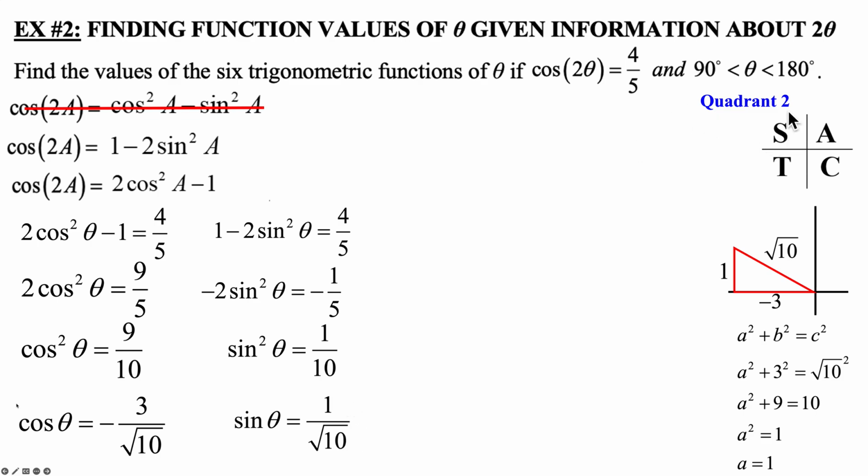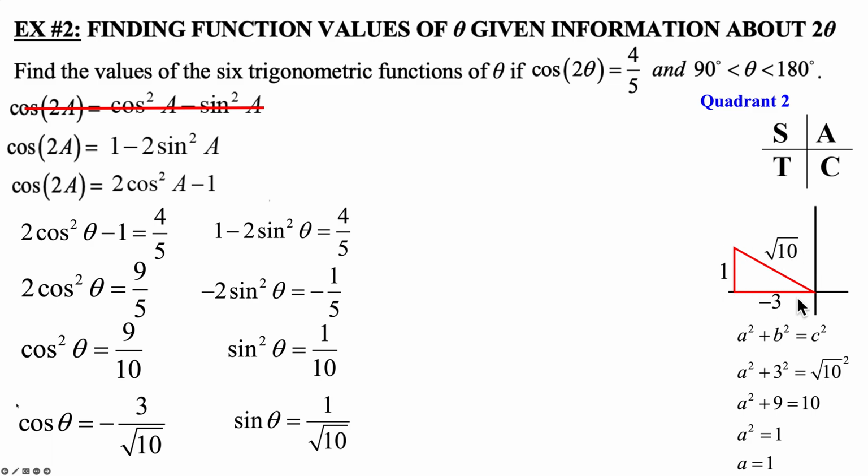And again, sine is positive in quadrant 2. And you can see in the triangle, everything would have worked out the same. Opposite 1, square root of 10. You would have done the Pythagorean theorem again, but this time you would have found 3 for the answer, but then you got to make it -3.